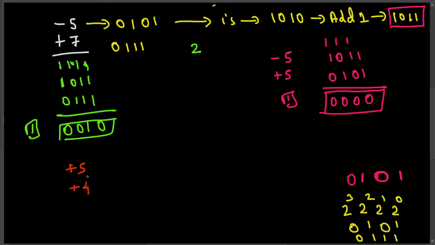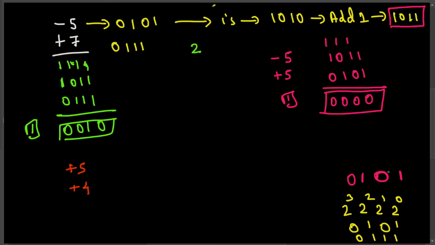For this one, you don't even need to take the 2's complement, because we are not dealing with any negative numbers. So 2's complement is only necessary when we are adding a negative number, something like that. Here we have a positive number, so we don't need to do anything. Just convert this one into binary.